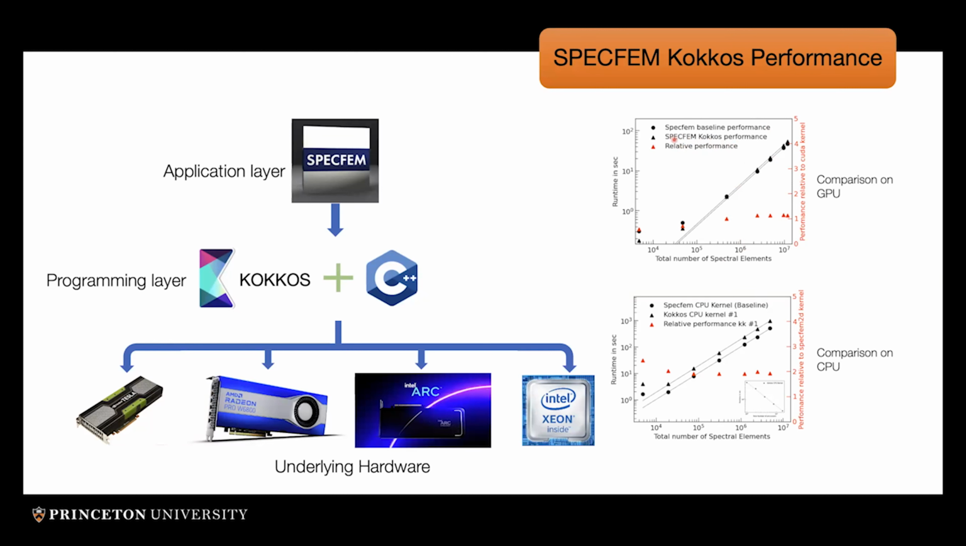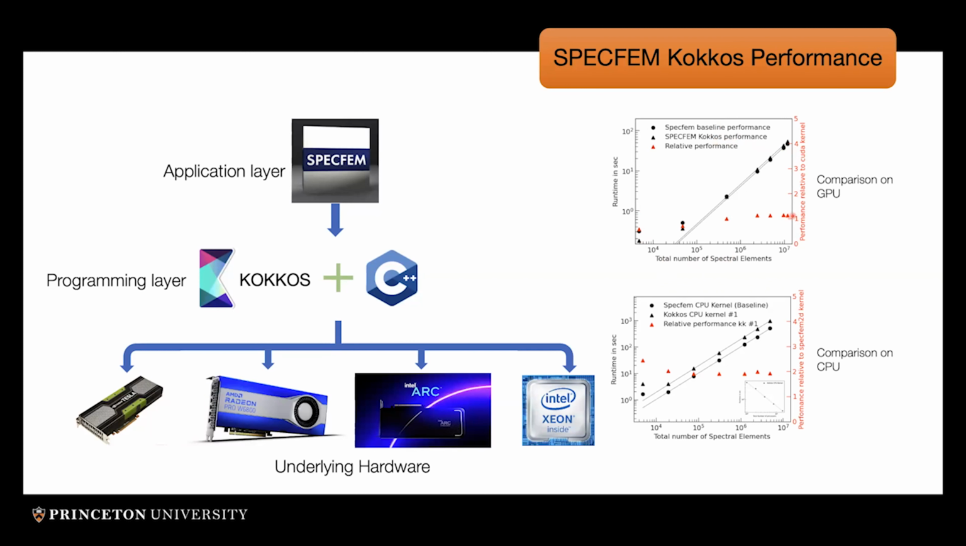And the black triangles are SPECFEM Kokkos performance, that is the ported code, running again on NVIDIA A100s. On the x-axis, I have the total number of spectral elements. The first y-axis is runtime in seconds, and the second y-axis is performance relative to the CUDA kernel. What we see here is that the SPECFEM Kokkos performance, at least on the GPU, is very close to the current SPECFEM performance. So we see only a 6% degradation in performance when using Kokkos.